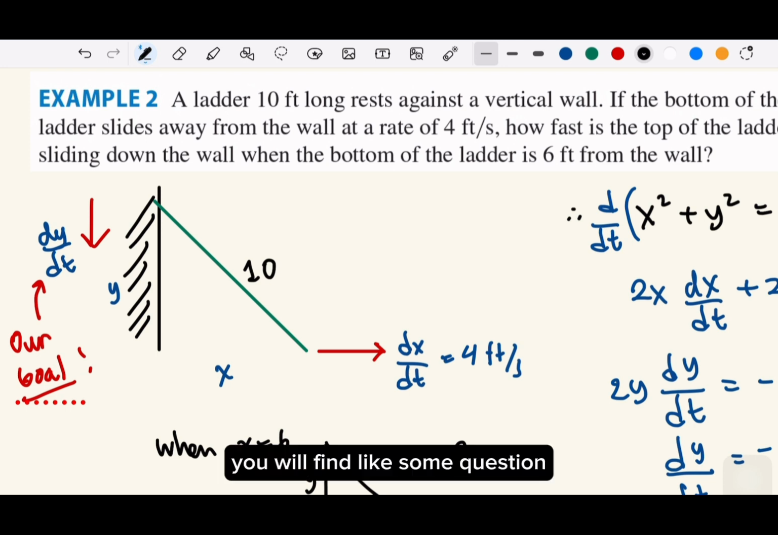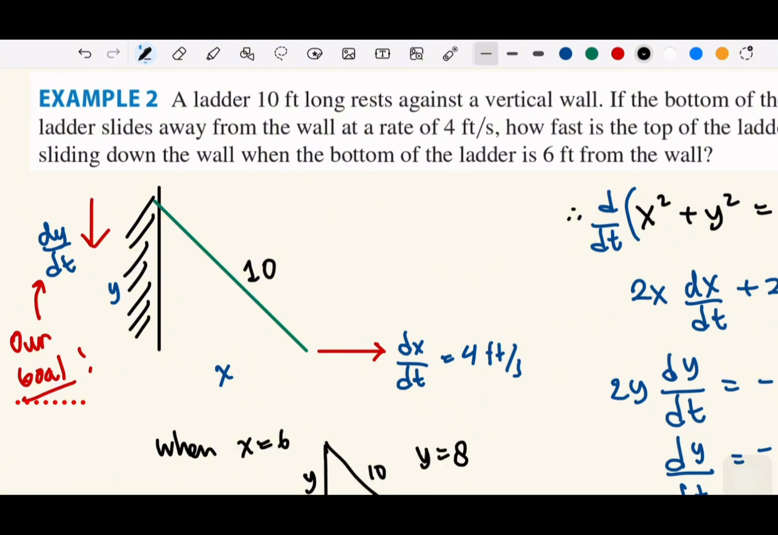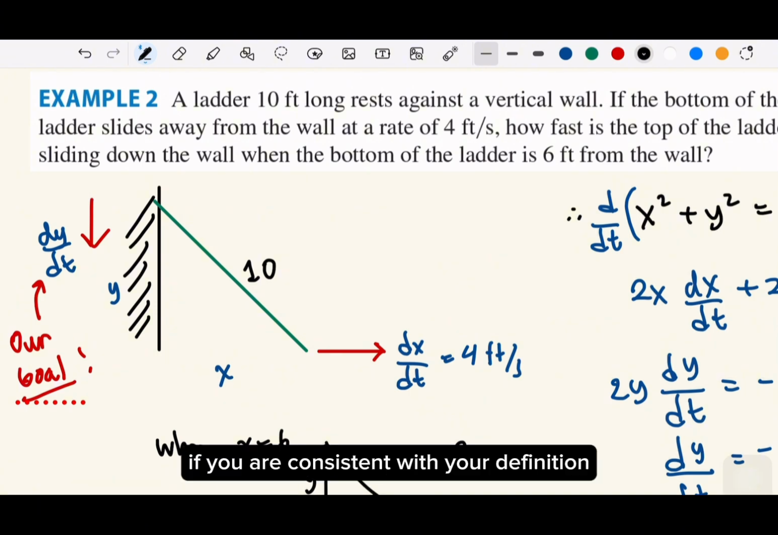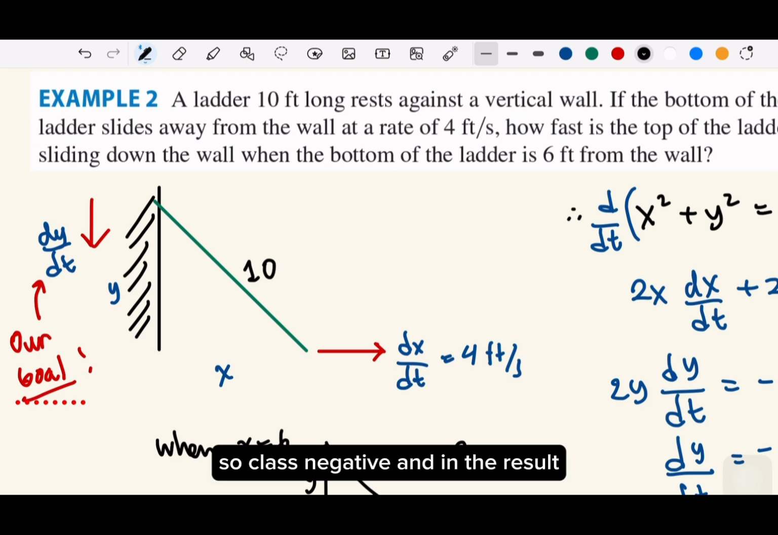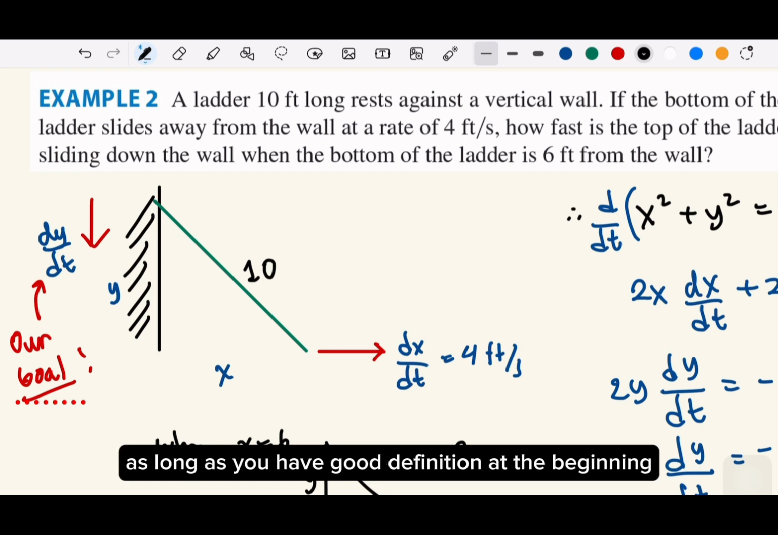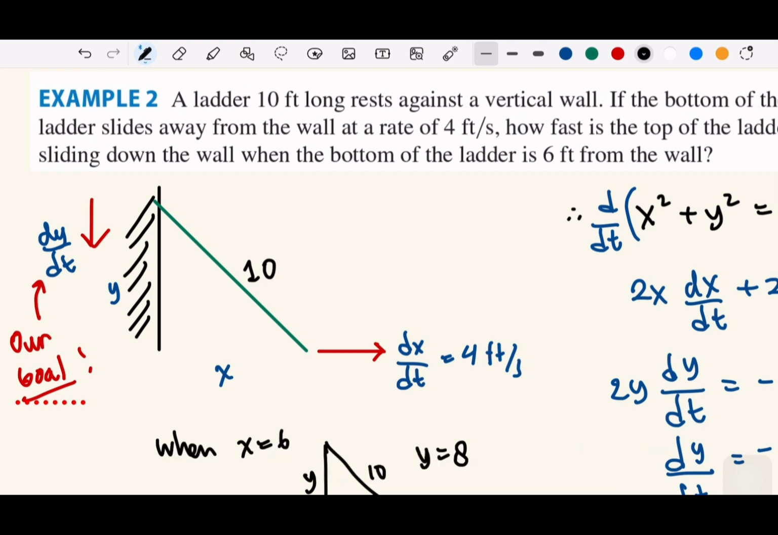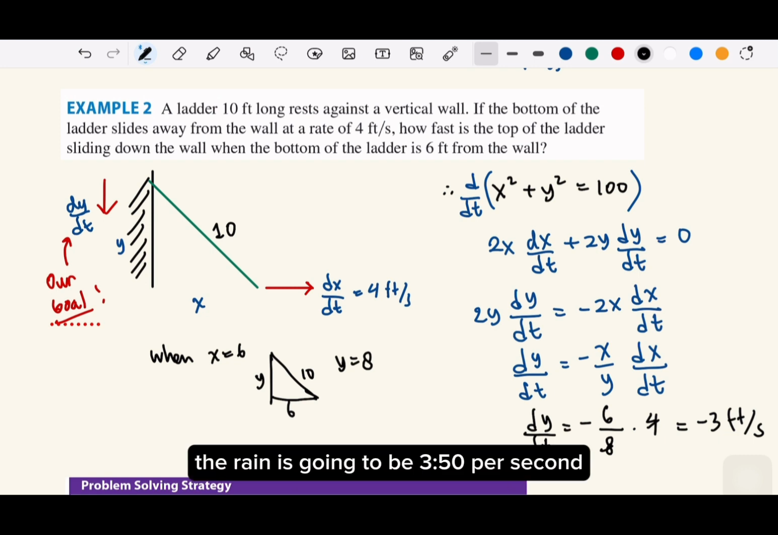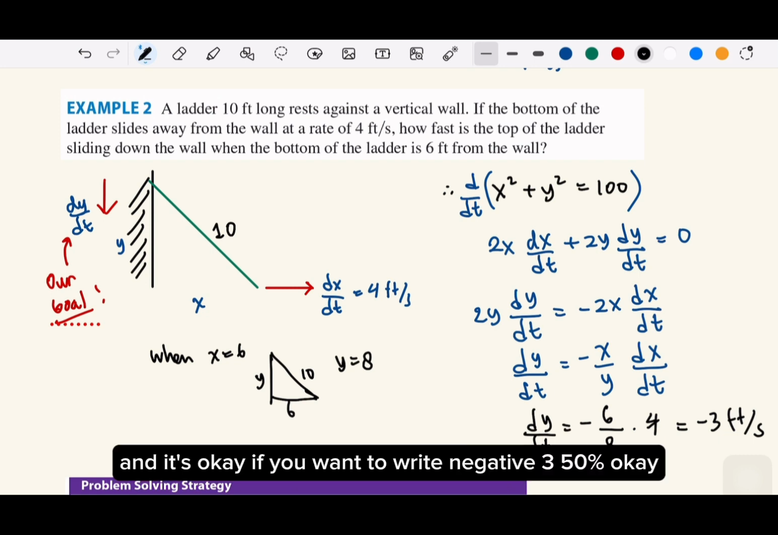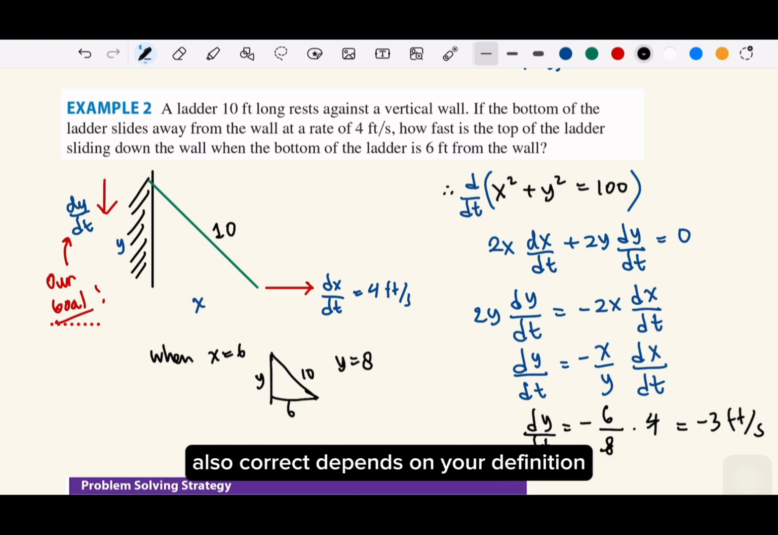You will find some questions you can think of both ways, but at the end of the day, if you are consistent with your definition at the beginning, you will have the same conclusion at the end. So the plus or negative in the result is not necessarily important as long as you have a good definition at the beginning. You can write the conclusion, the rate is going to be 3 feet per second, and it's correct. If you want to write negative 3 feet per second, it's also correct. Depends on your definition.